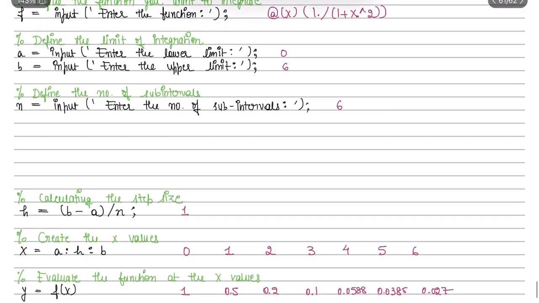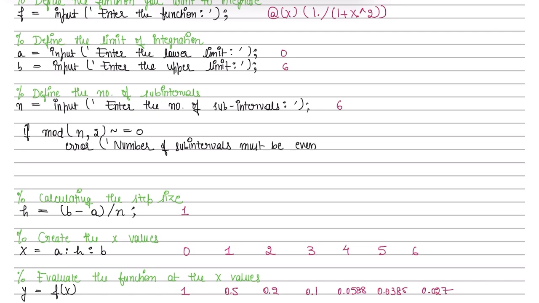So we will add one condition here, that if the modulus of n comma 2 is not equal to 0, then there will be an error which will say the number of subintervals must be even for Simpson's rule. And the loop will end.